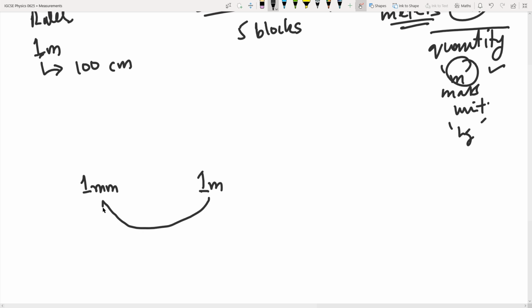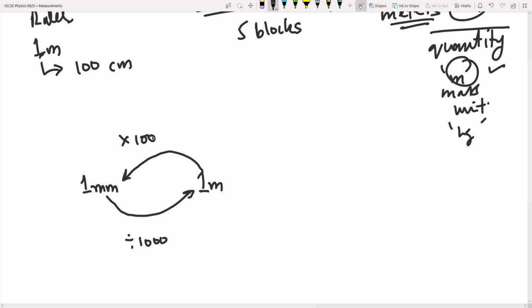So if I want to go from 1 meter to 1 millimeter, I need to divide it by 1,000. Whatever value I have in millimeters, I need to divide it. Sorry, let me just reshape the arrow. Okay, there we go. So if I want to go from millimeters into meters, I need to divide it by 1,000, and if I want to go from meters into millimeters, I need to multiply this by 1,000, the same amount.